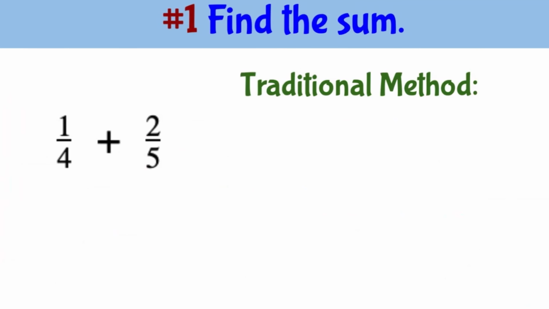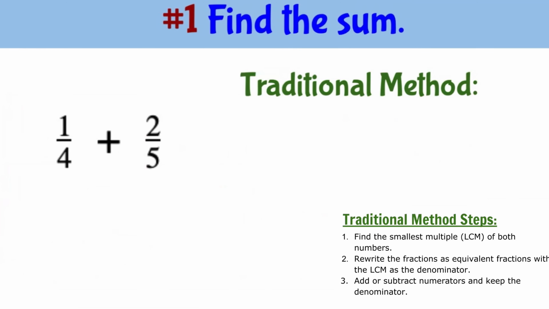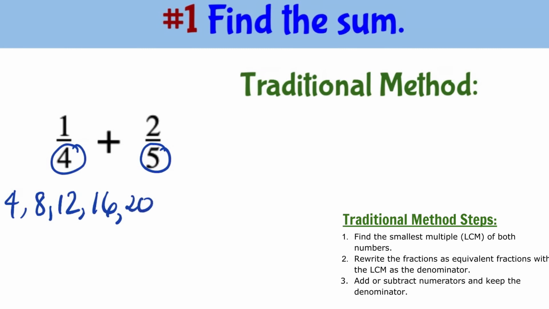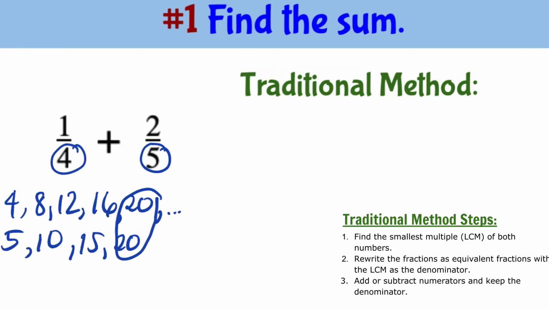Let's have example number 1. Find the sum of the fractions 1/4 and 2/5. So first, let us use the traditional method. The first step in doing this method is to find the smallest common multiple of denominators 4 and 5. The multiples of 4 would be 4, 8, 12, 16, 20, 24, and so on. And for the multiples of 5, we have 5, 10, 15, 20. So we know that 20 is the least common multiple of these two fractions.